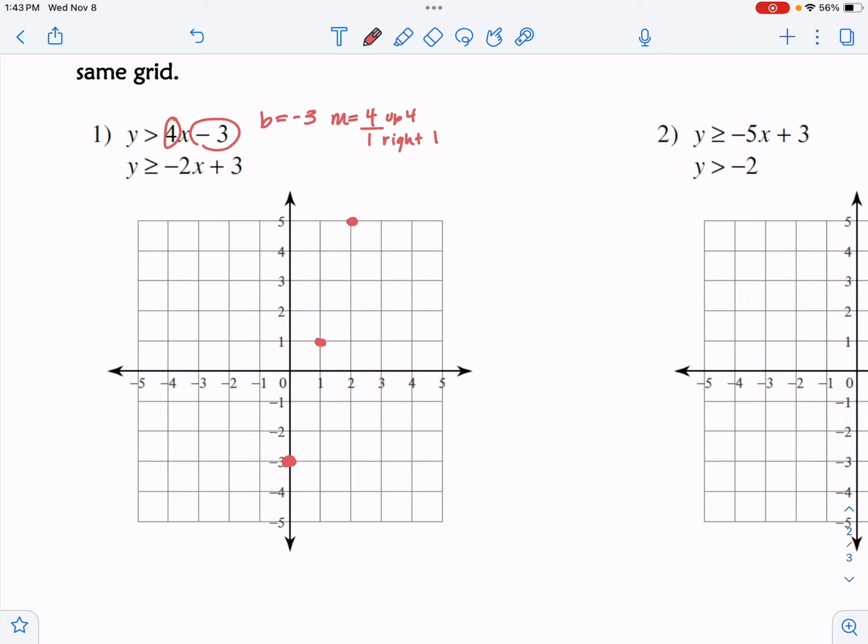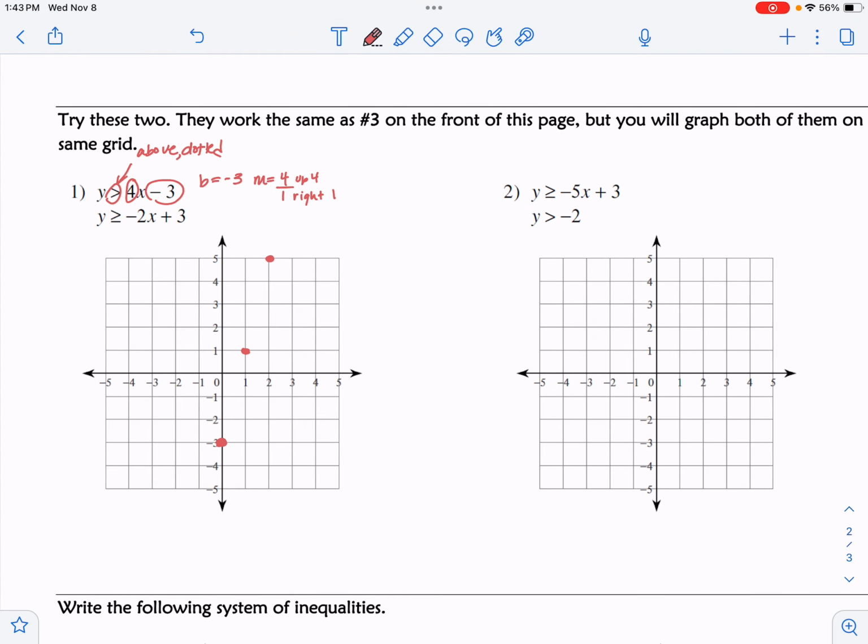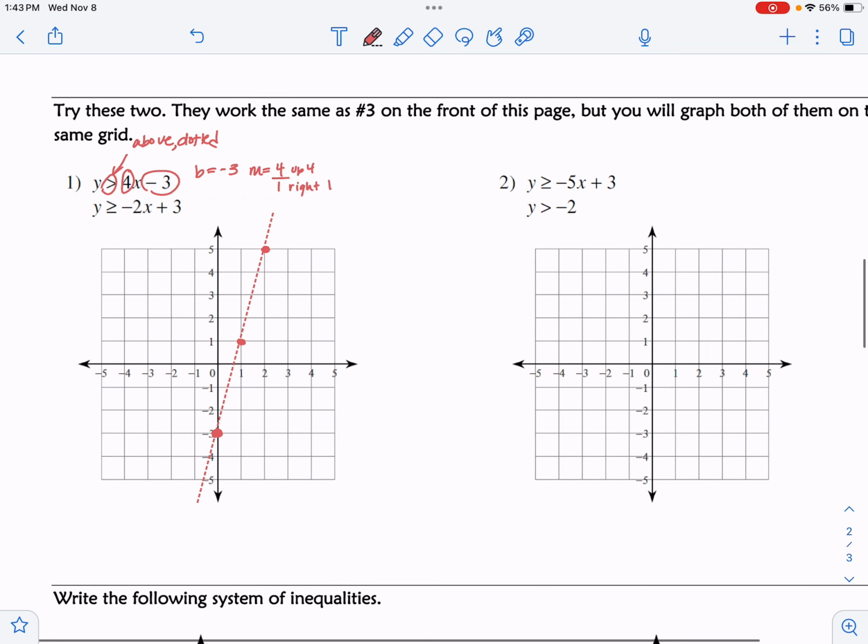Okay, and then looking at the inequality, it's going to be above, since that doesn't make the L shape, and it's going to be dotted because there's no line underneath it. And so it's going to make the dotted line. Wait, it's dotted because what? There's not a line underneath this inequality.